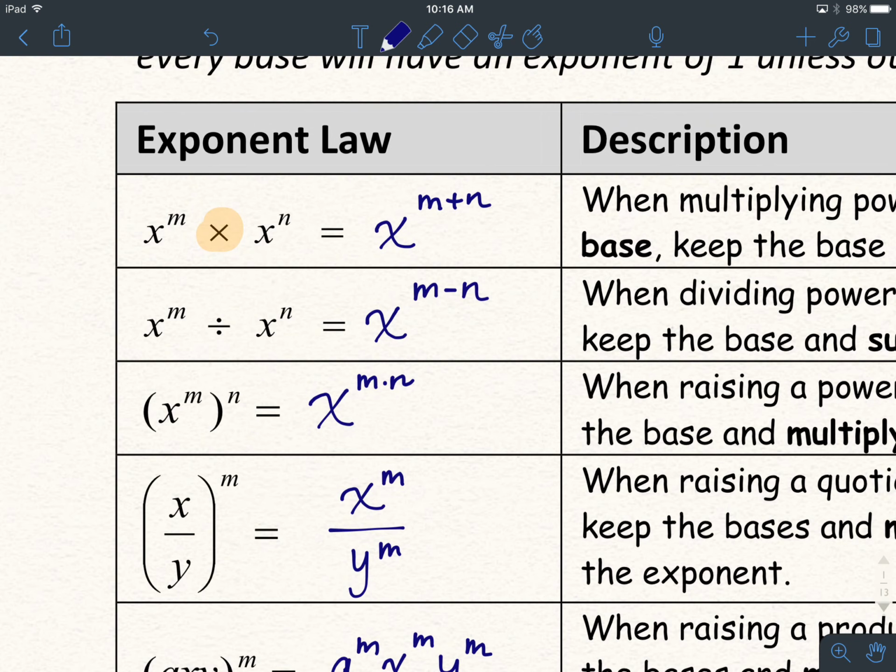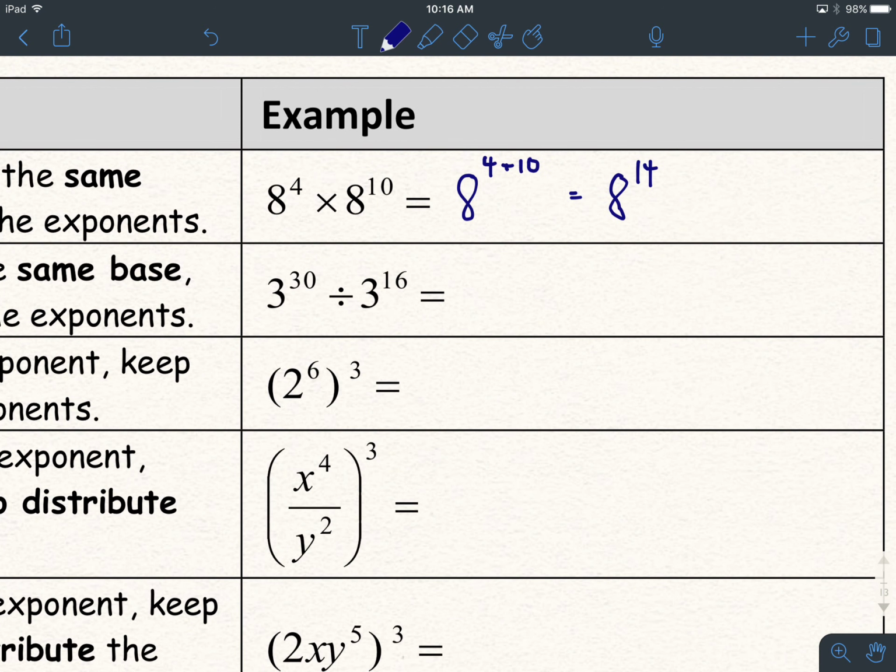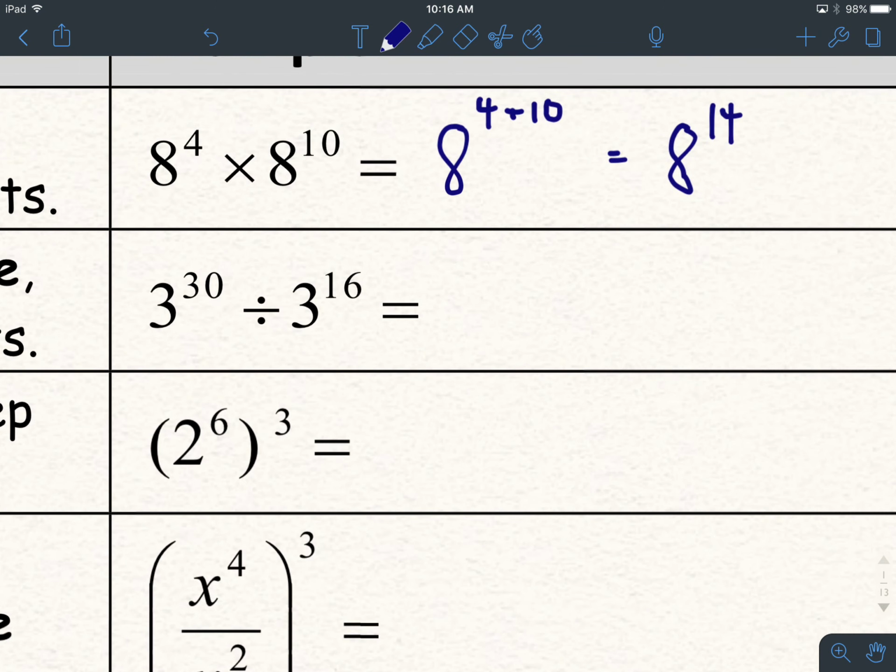If you have x to the exponent m divided by x to the exponent n, it is going to be x to the exponent m minus n. So if we look at our example, if we have 3 to the exponent 30 divided by 3 to the exponent 16, that's going to be 3 to the exponent 30 minus 16. And that's going to give us 3 to the exponent 14. I'm just subtracting those two numbers.